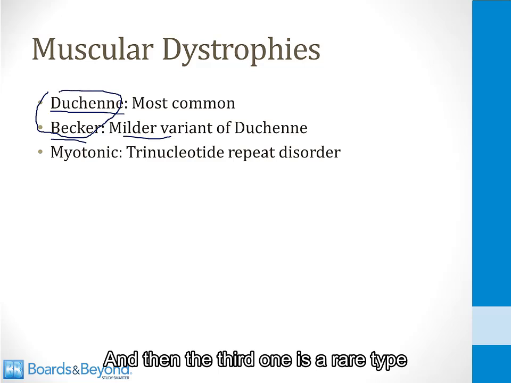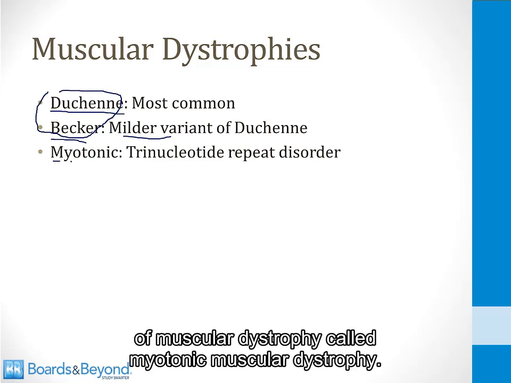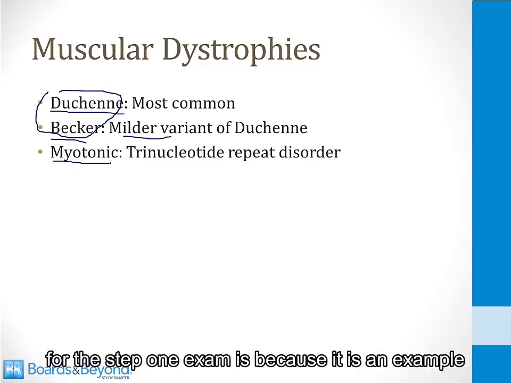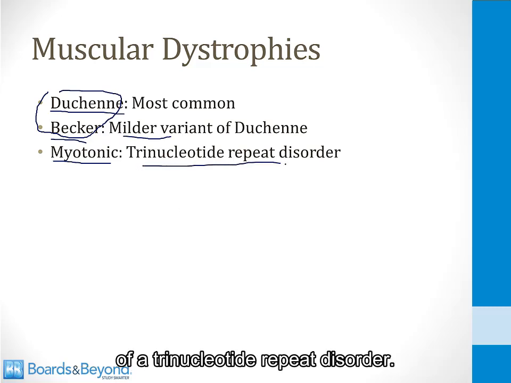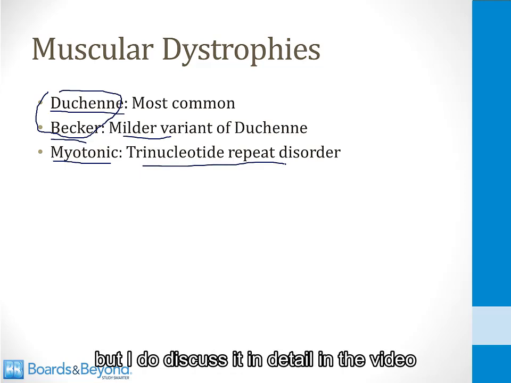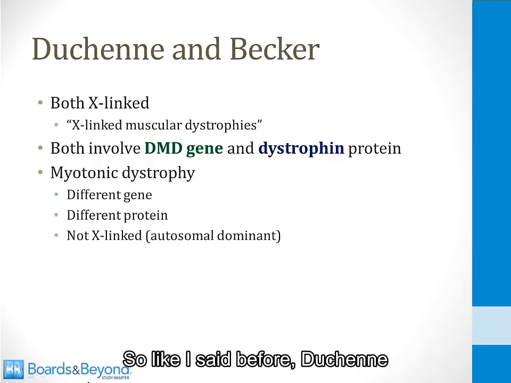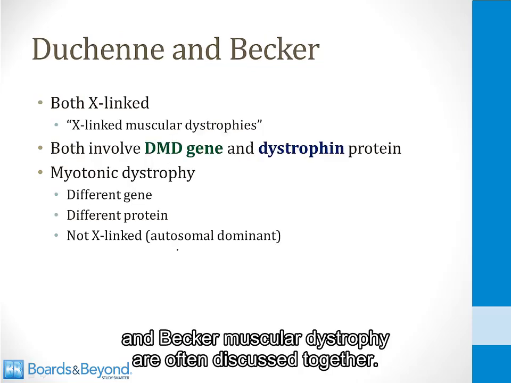And then the third one is a rare type of muscular dystrophy called myotonic muscular dystrophy, but the reason you should know this one for the Step 1 exam is because it is an example of a trinucleotide repeat disorder, and I won't discuss it in this video, but I do discuss it in detail in the video on trinucleotide repeat disorders.